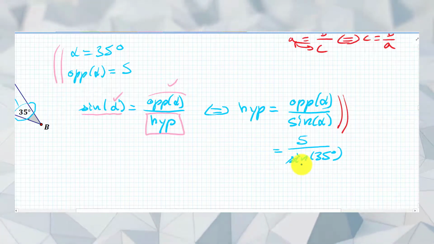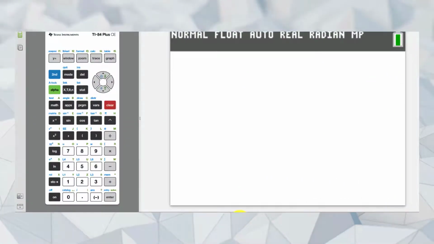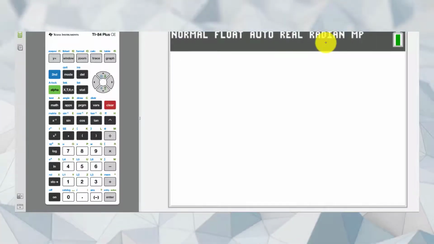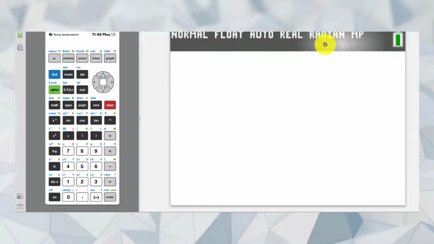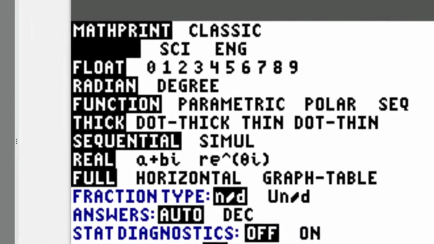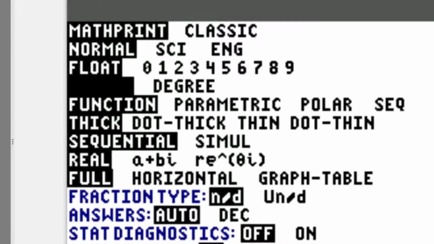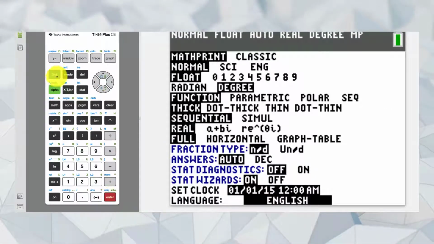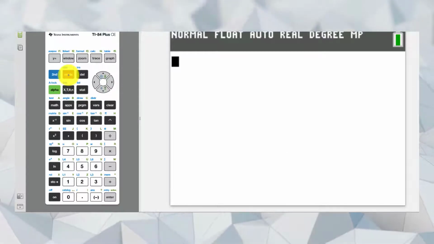We need to take our calculator. First thing I need to make sure of is that my mode is degree. And I can see right here at the top that my mode is not degree, it is radian. Okay, so I got to change that. Let's go to mode. And here I want to make sure I'm in degree. So degree, enter. Here we go. I should now quit. Yes, now I see degree.